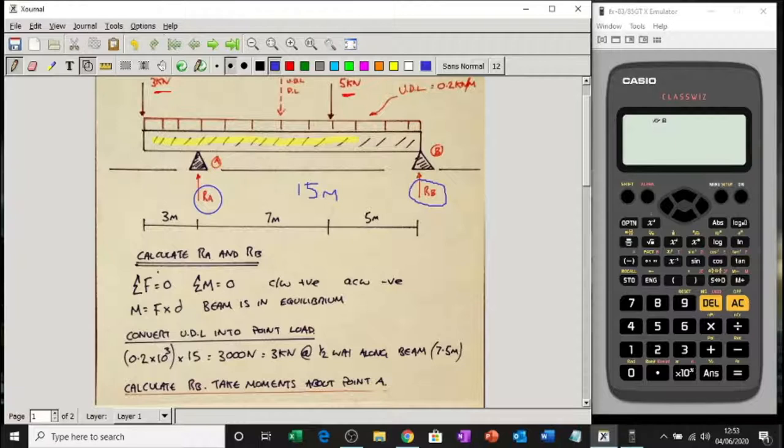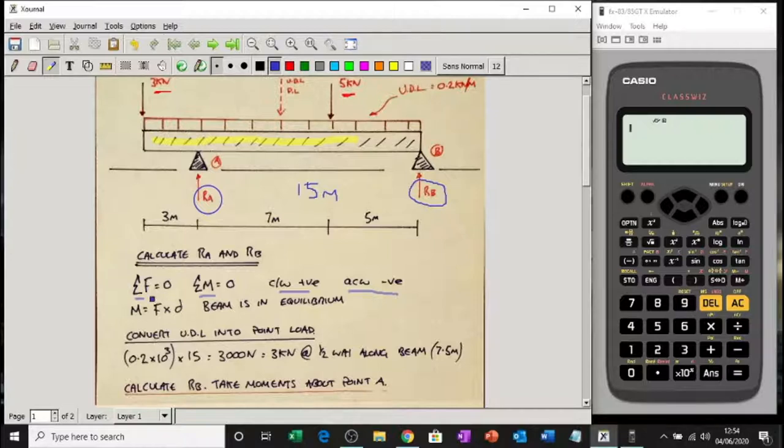So first of all, let's calculate RA and RB. Let's put our assumptions in, which you should all do. Sum of the forces equals 0, sum of the moments equals 0. Clockwise moments I'll call positive, anticlockwise negative. You can call anticlockwise positive if you want to. Some people do. As long as you keep to the same notation, you'll be alright.